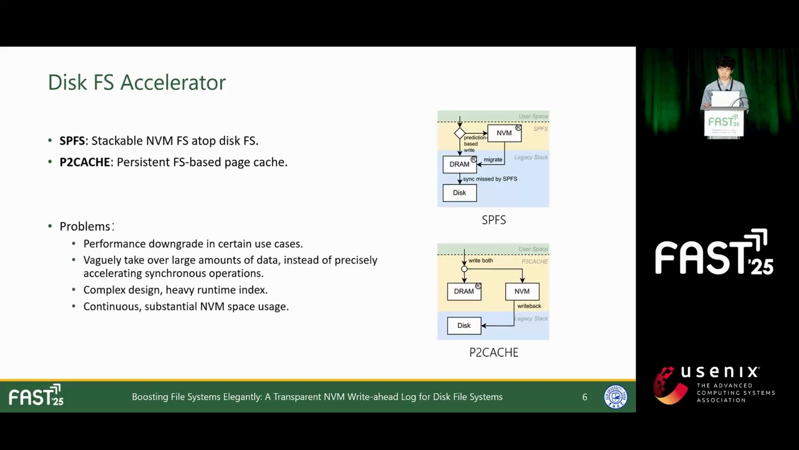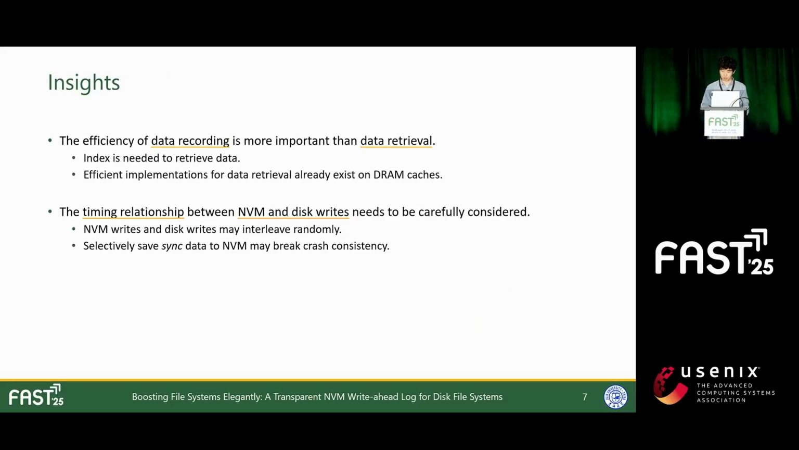It is evident that these accelerators vaguely take over a large amount of data, rather than precisely accelerating only the slow synchronous operations. Additionally, due to the frequent need to access NVM data, SPFS and P2Cache must establish an index for NVM at runtime, which introduces complexity and performance overhead. Besides, they also require continuous and large amounts of NVM space.